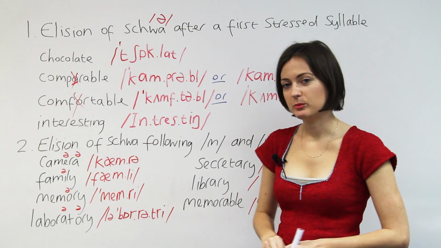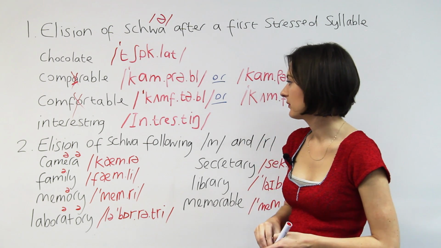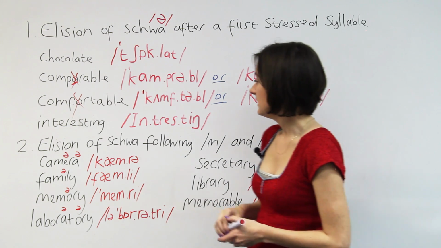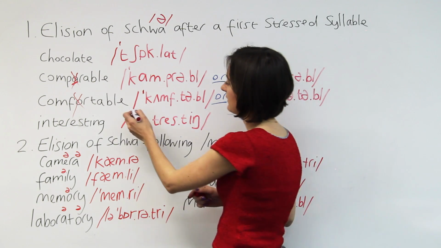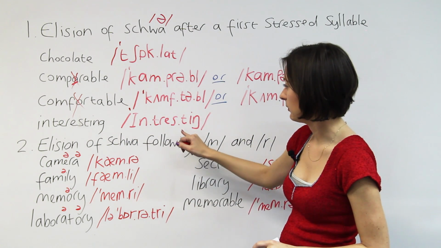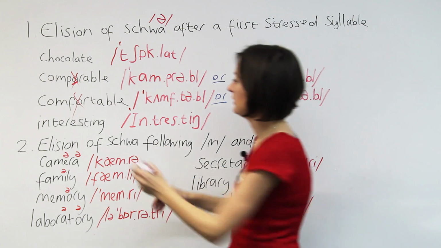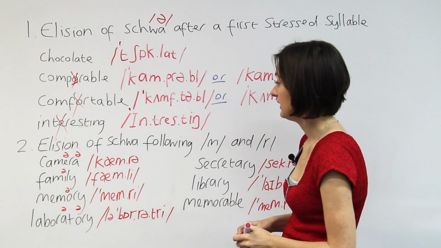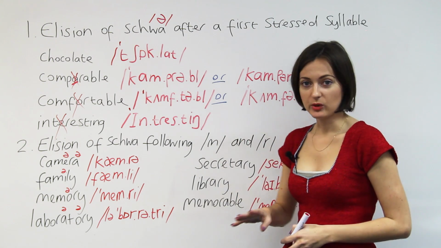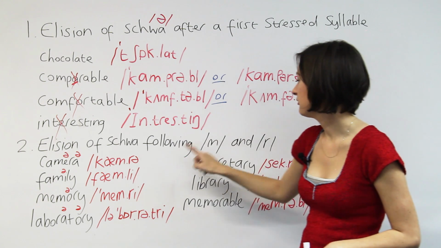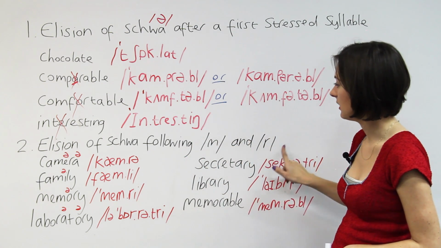Looking at this word now, interesting. How many syllables did you hear in that word? Three-syllable word. Interesting. Again, the stress is at the beginning of the word. So which one do we lose? We're losing this one. We're not hearing that vowel when we actually say it. There's a second rule here now. Elision of schwa following M and R.